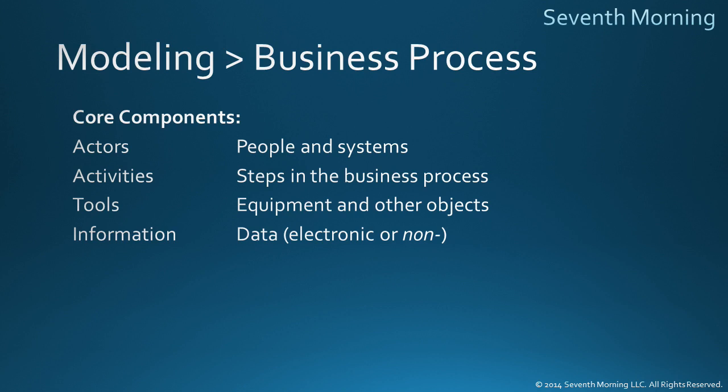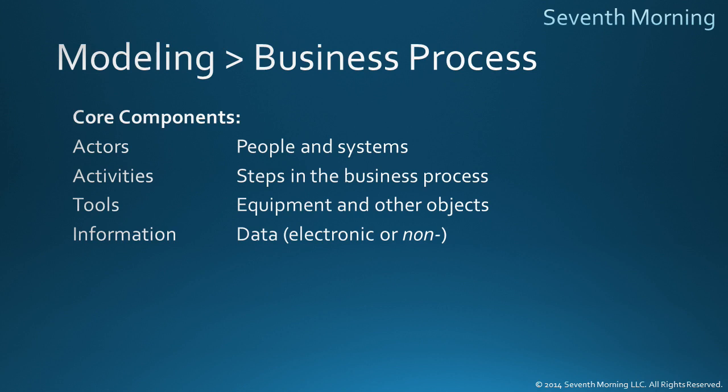Actors are exactly what they were in our discussion of use case modeling. They are the people and systems that do the work as part of the business process. Activities are the steps in the business process. You can think of these as task level, but sometimes an activity can be broken down further into more tasks and activities, and in that case it's considered what we call a sub-process.